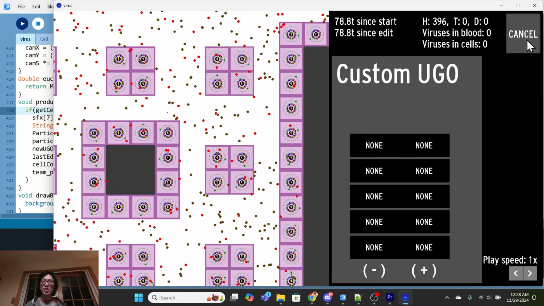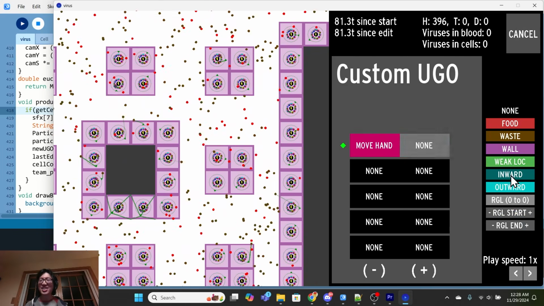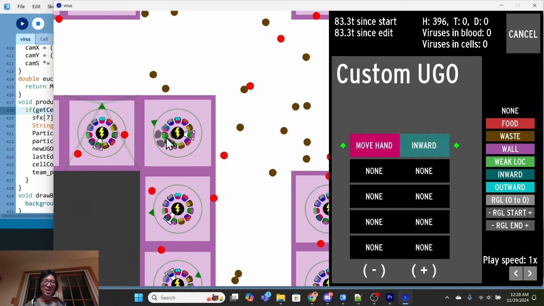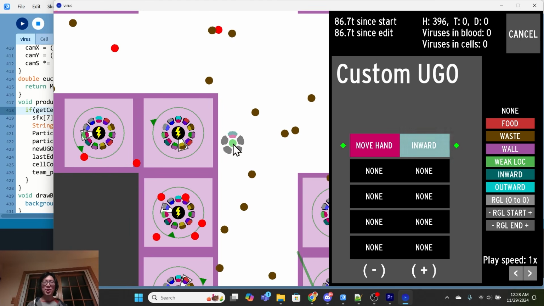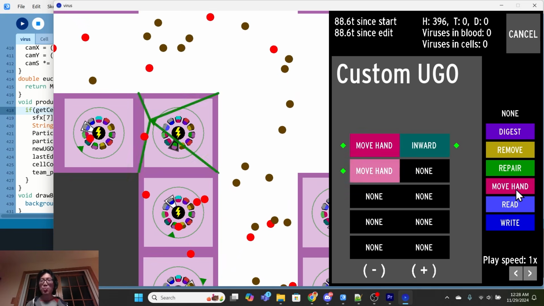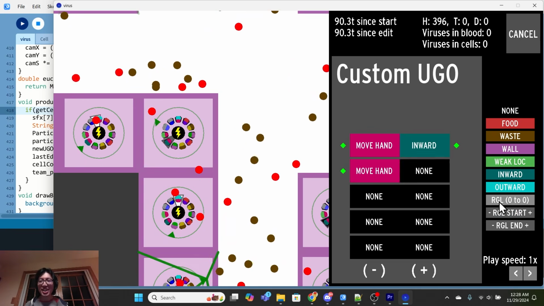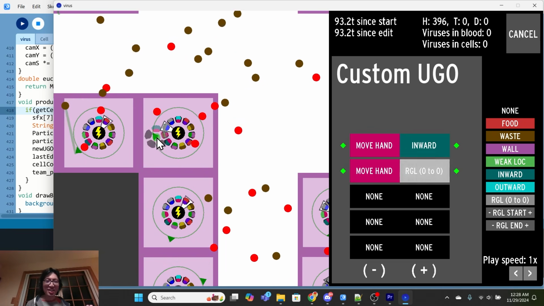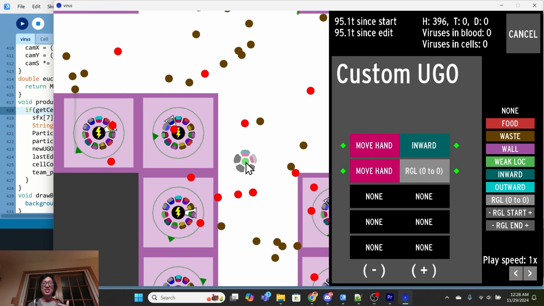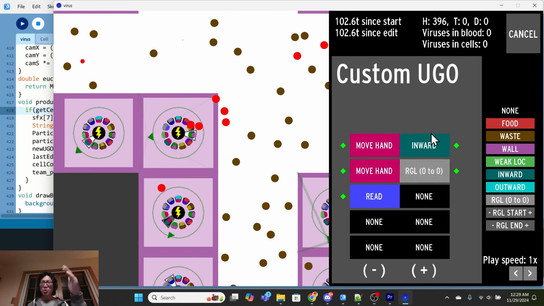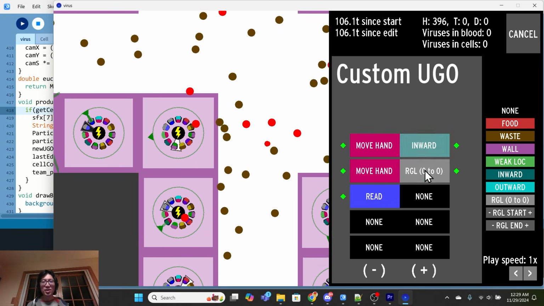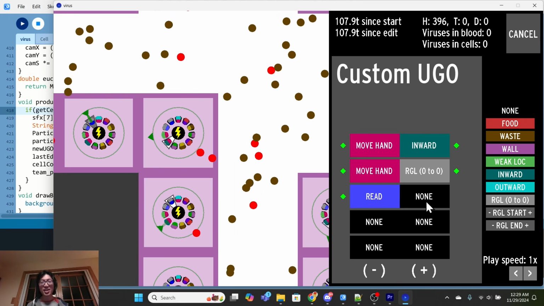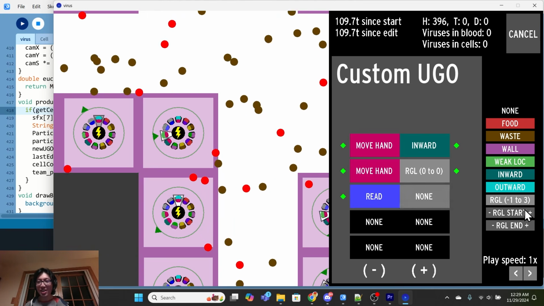To do this, we'll start with the command move hand inward, because we want the cell's green hand to point towards the cell's nucleus, where the genetic material is. Next, we're going to move the hand to relative genetic location 0. We want to bring the hand to point to where the virus's own code injection is. We want to read this code block. We're going to read from -1 up to 0, 1, 2, 3. So it's RGL -1 to 3 like this.